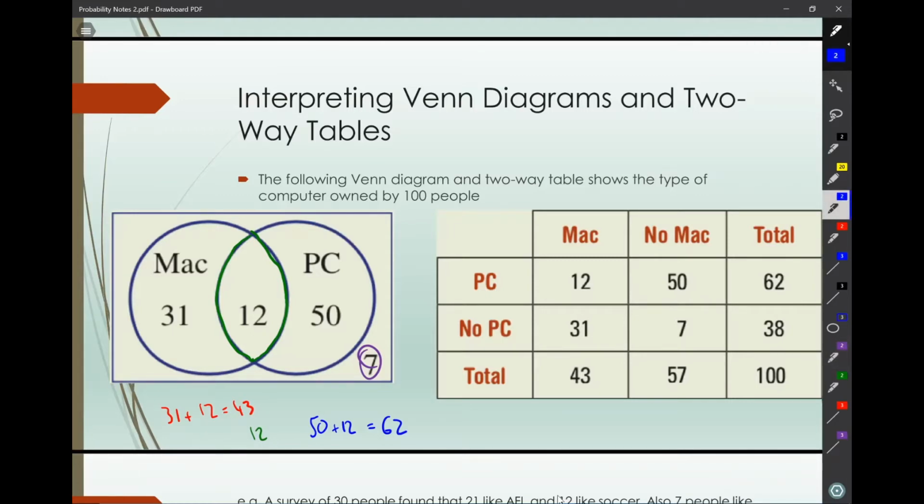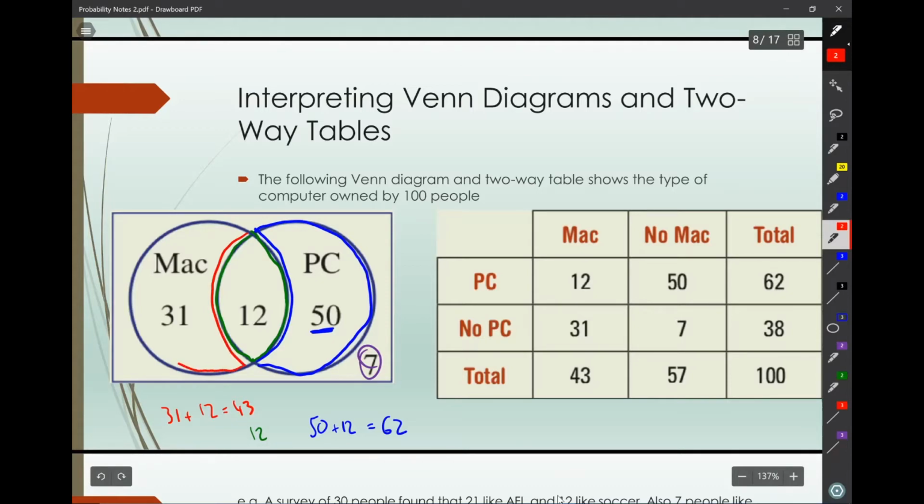The other important thing to note is that the PC circle here, not including this portion in the middle, these 50 people only own a PC. And these 31 people only own a Mac. And this exact same information is represented here on the right in a two-way table.